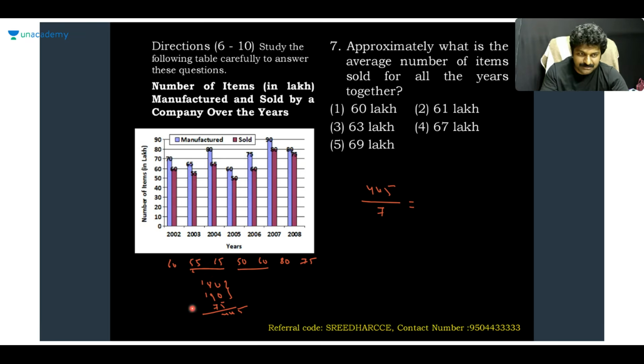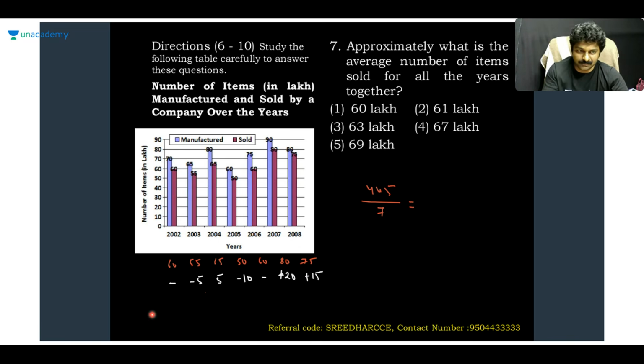I call it benchmark. How to identify benchmark? Now let's see. Most of the values are nearby 60. This is equal to 60. This is less than 60 by 5, minus 5. More than 60 by 5, less than 60, equal to 60, more than 60, more than 60.